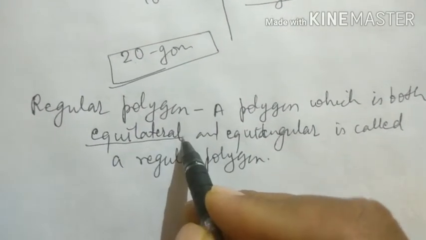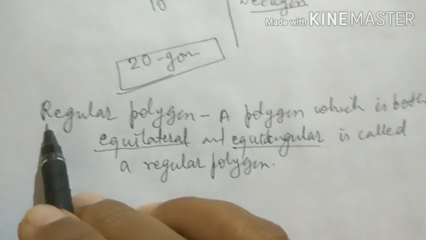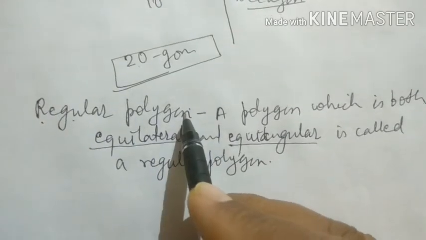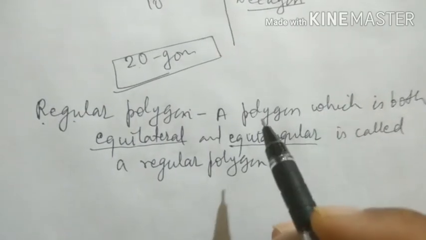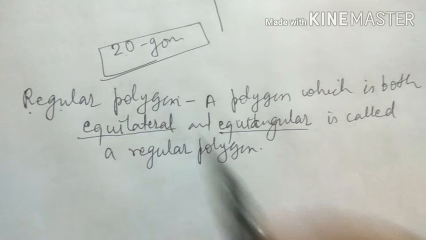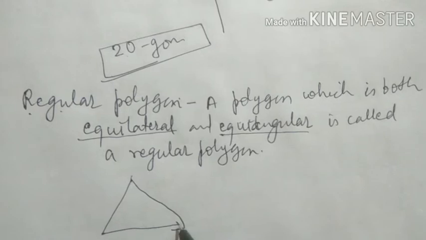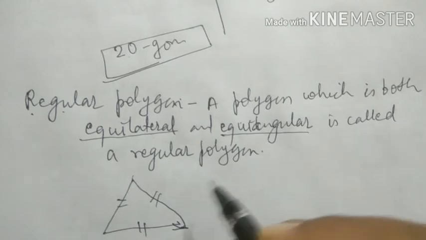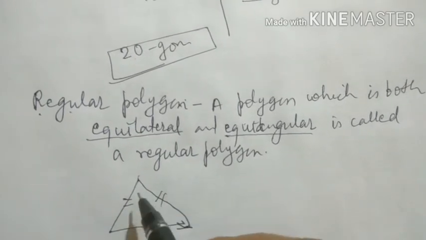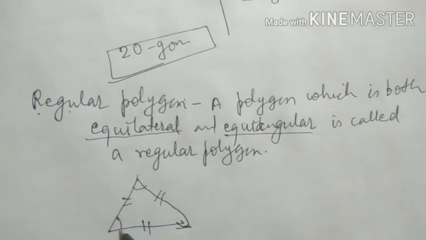That means when all the sides of a polygon are equal and at the same time all the angles are also equal, then it is called a regular polygon. In the case of a triangle, which triangle is a regular polygon? An equilateral triangle is a regular polygon, as all its three sides and three angles are equal.